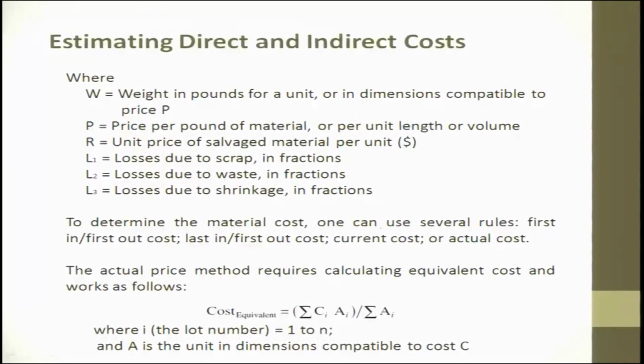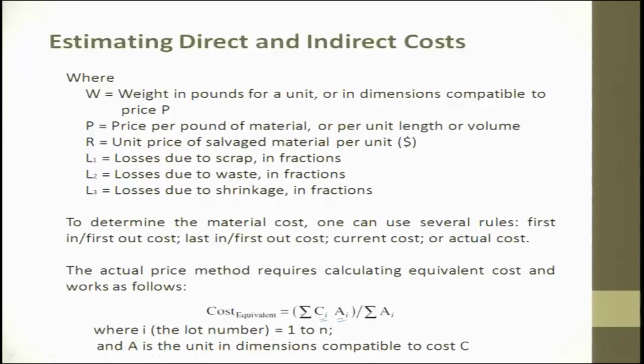To determine the material cost, one can use several rules: first in, first out cost, last in, first out cost, current cost, or the actual cost. He can use any of these and then calculate the costing. The actual price requires calculating equivalent cost as follows: cost equivalent is equal to the summation of Ci into Ai divided by the summation of Ai.